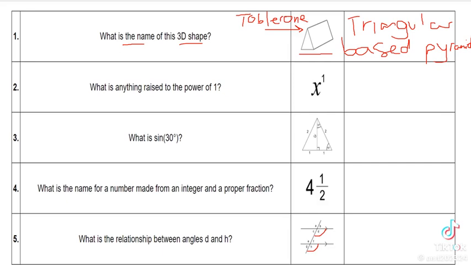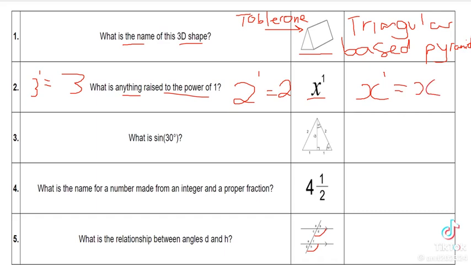This is question number 2. What is anything to the power of 1? So x to the power of 1. Anything to the power of 1 is just itself, so in this case, it's just equal to x. 2 to the power of 1 in maths is just 2. 3 to the power of 1 is just 3, etc, etc. So x to the 1 is just equal to x.